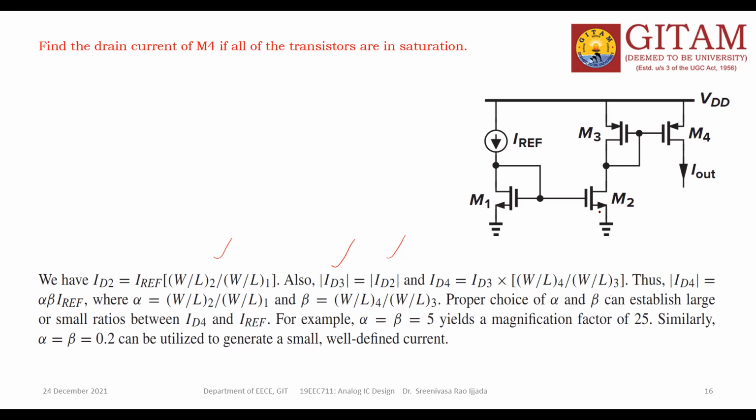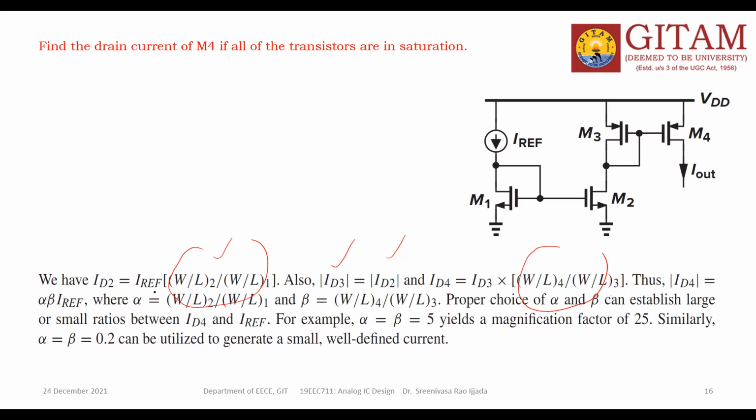So this is alpha and this is beta. Then alpha beta is multiplied by I reference. Proper choice of alpha, beta can establish large or small ratios between the I4 and I reference. So when both are equal, I reference and I4 become equal. If alpha and beta are equal to 1, and if it's less, you will get less current, less than 1. If it's more than 1, you will get the amplification of current.